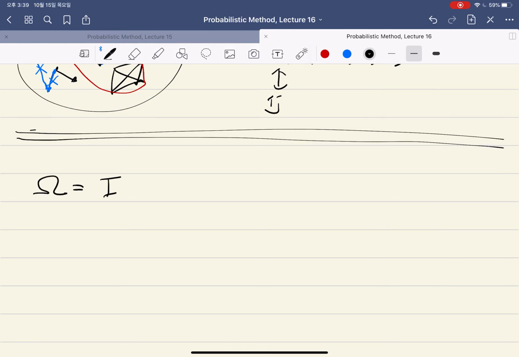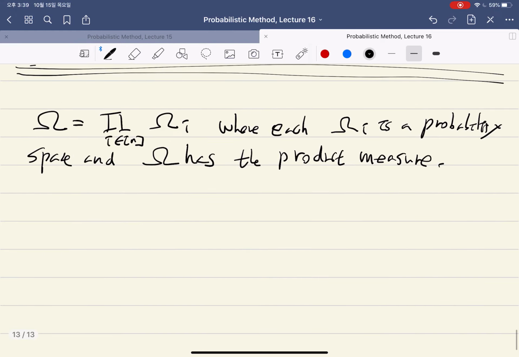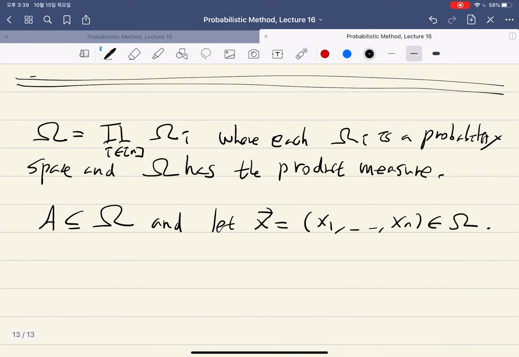Let omega be, again we will make it more general, the product space where each omega I is a probability space. And this omega has the product measure. And let A be a subset of this omega, and let X be some vector, which is a point, which has n coordinates, and each xi is in omega I.